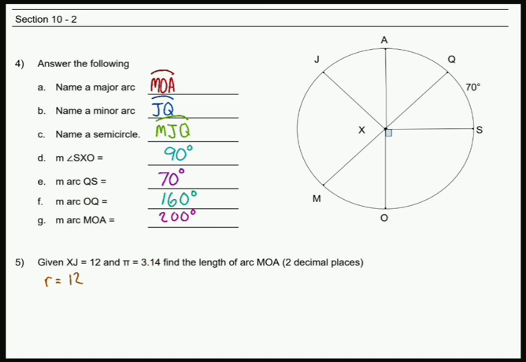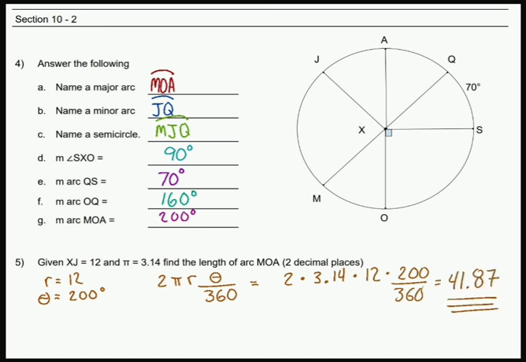We know the radius is 12. We know that the angle we're looking at is 200 degrees. We know that is because we're stealing it from above, where it says measure of arc MOA is 200 degrees. To find the length of the arc, we're going to find the circumference of the circle, 2 pi r, and we're going to multiply it by the percentage of the circle that is being measured, which is theta divided by 360. 2 times 3.14 times 12 times 200, all divided by 360. And that gives us 41.87.